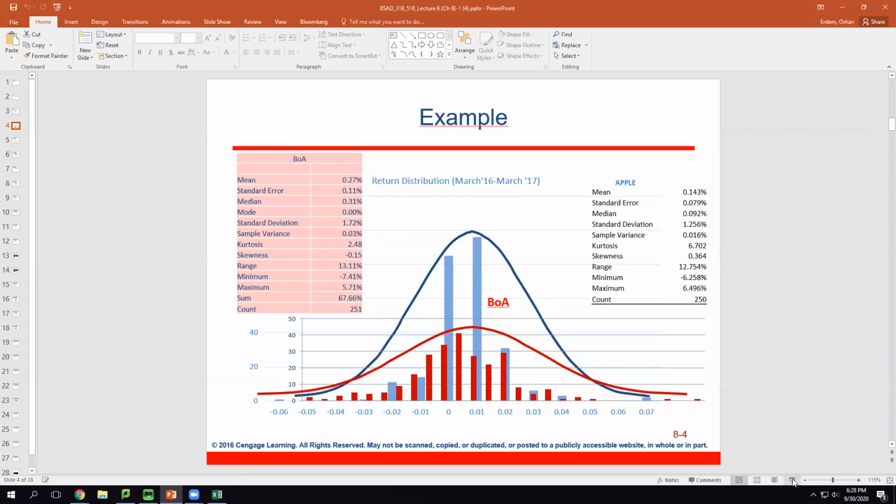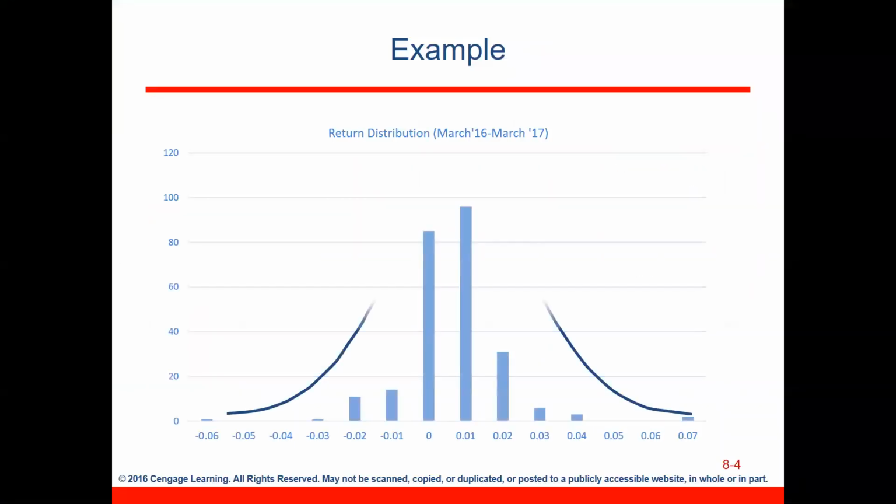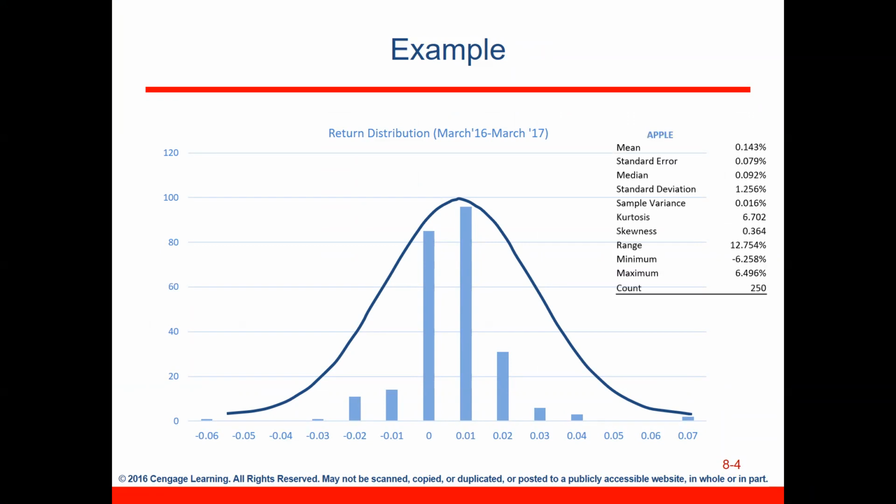So let's go back to our presentation. So we were comparing Apple. This was the Apple global distribution. Let's leave Excel there. Let's go back to the presentation. So this is the Apple distribution, and these are the descriptive statistics of Apple. Okay.